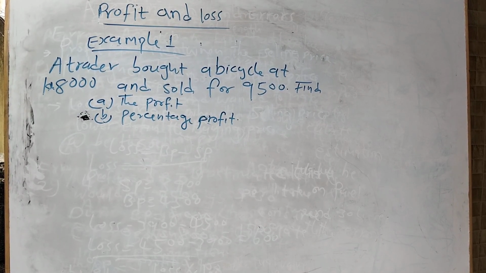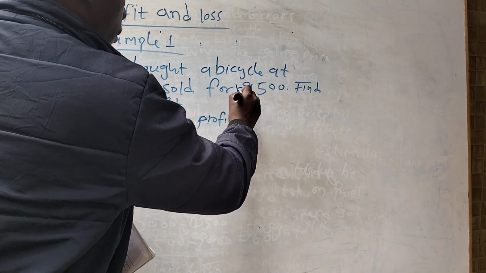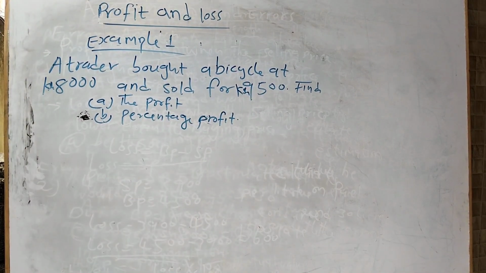All right, our first example is here. A trader bought a bicycle at Kenya shillings 8,000 and sold it for 9,500 Kenya shillings. Find the profit and find the percentage profit. So this is how we do it. It's very simple.